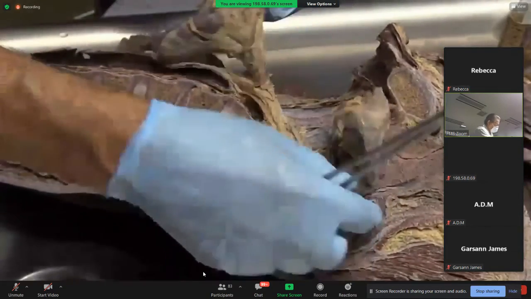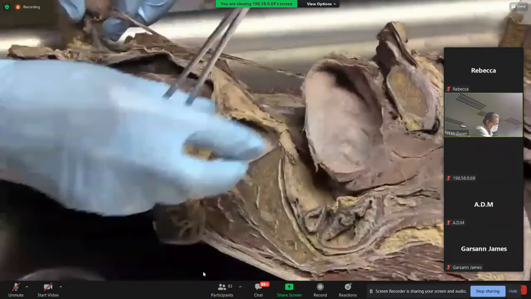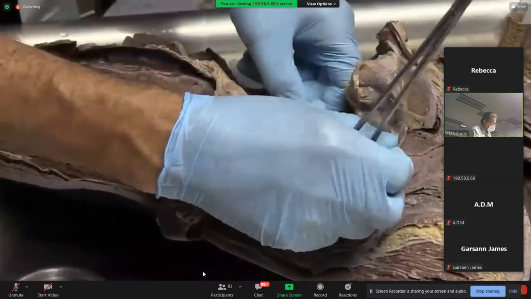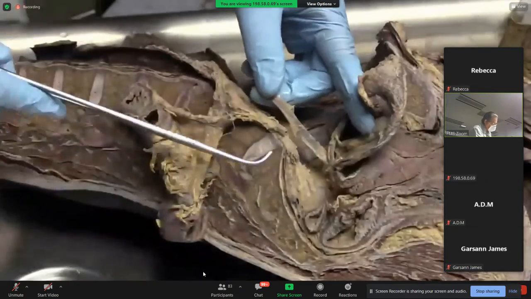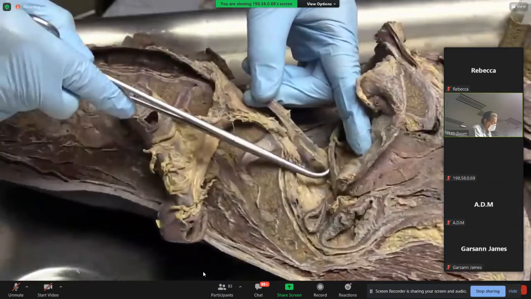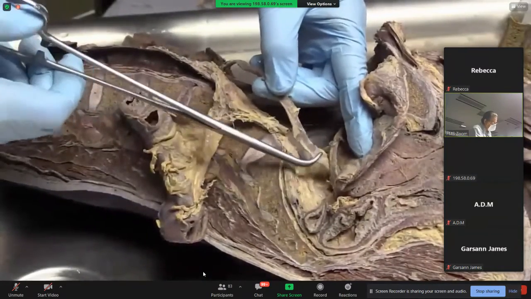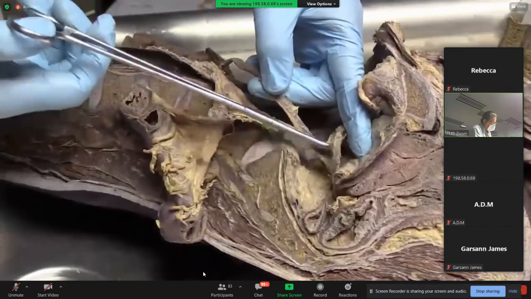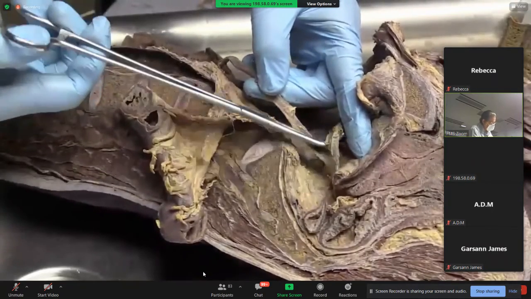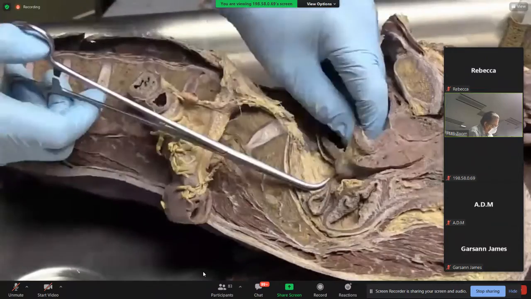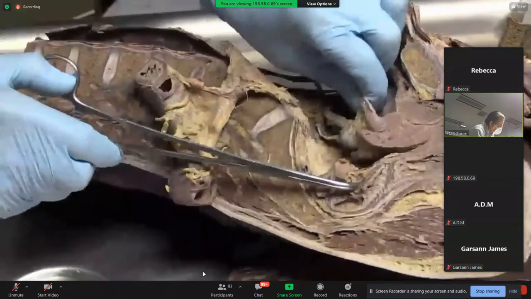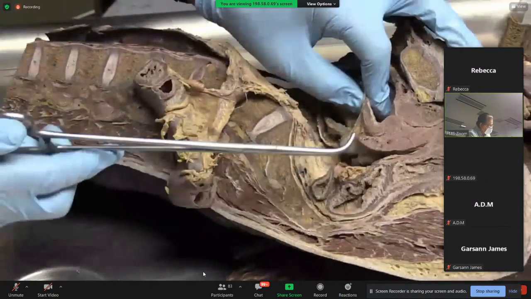the ureter. Very important relationship you're going to know in GU: the anterior relation of the lower end of the ureter. In the male, it's the vas deferens. And if you look back here now, there's the seminal vesicle.